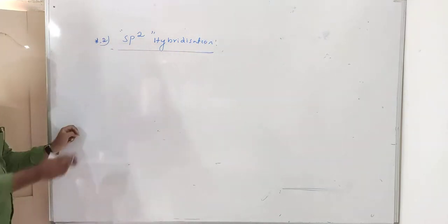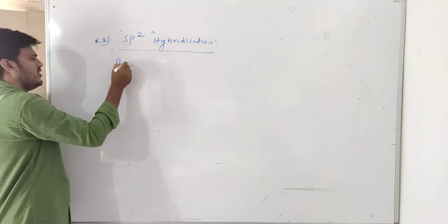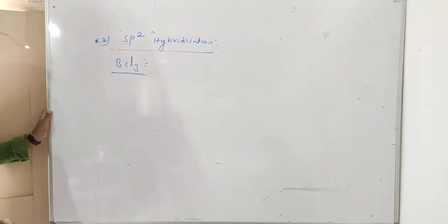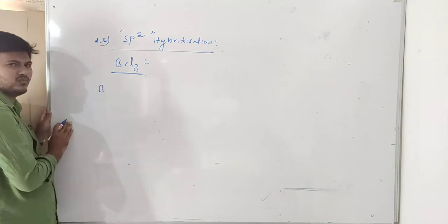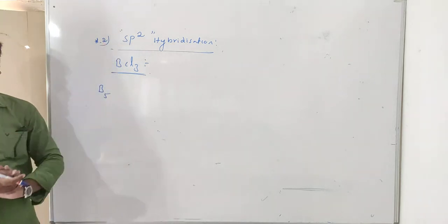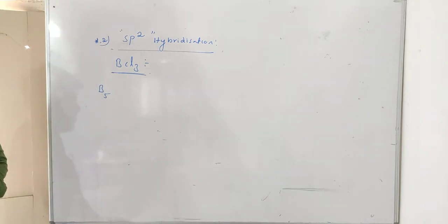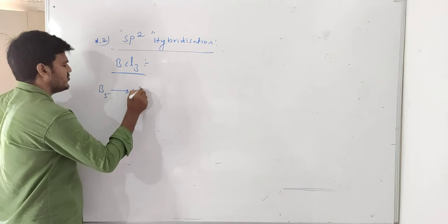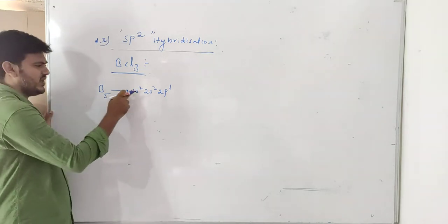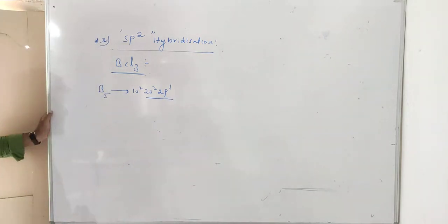Very simple, sp2 hybridization. The best example of sp2 hybridization is boron trichloride, formula BCl3. In boron trichloride, the central atom is boron, atomic number 5. The electron configuration of boron is 1s2, 2s2, 2p1. Total electrons are 5, and the outermost electron configuration is 2s2, 2p1.